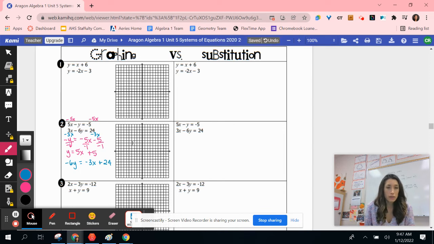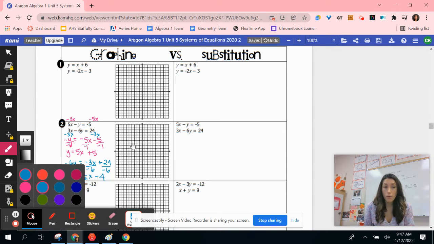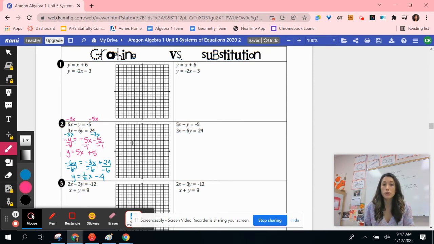Now from here, I can divide everything by negative 6. And that will give us y equals negative 3 divided by negative 6 is positive 1/2. Negative divided by negative is positive. And then 24 divided by negative 6 is negative 4. So you should be able to graph both of those equations on our coordinate grid here. And then you're going to compare the point of intersection with your solution when you solve this using substitution.